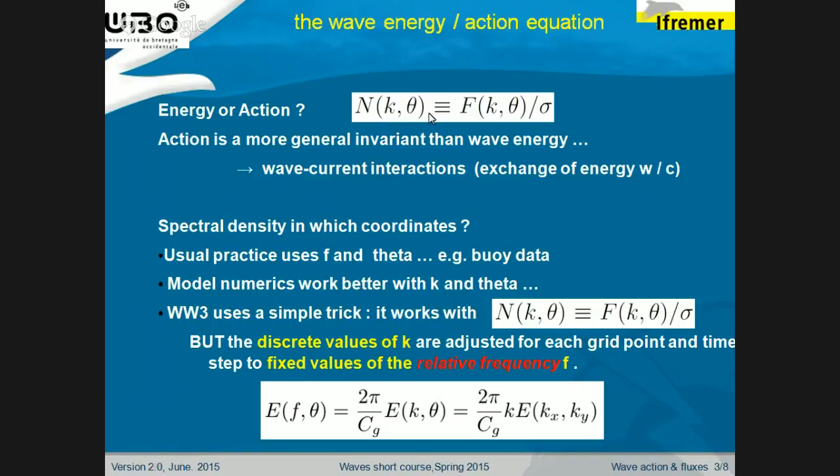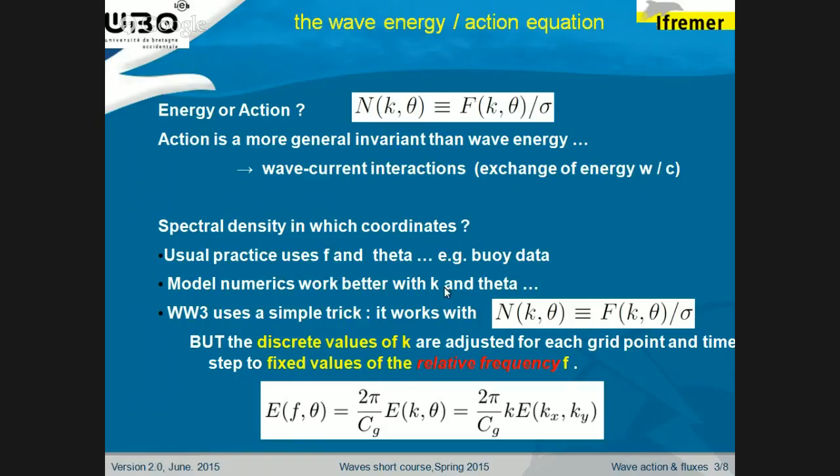If you open the black box of the model and look into the code, you will find a variable called A or A spec or whatever, and it's going to be this guy, a spectral density as a function of wave number and direction. This is inside the code. When WaveWatch makes an output, it will convert everything back to energy as a function of frequency and direction. So don't worry too much about it.